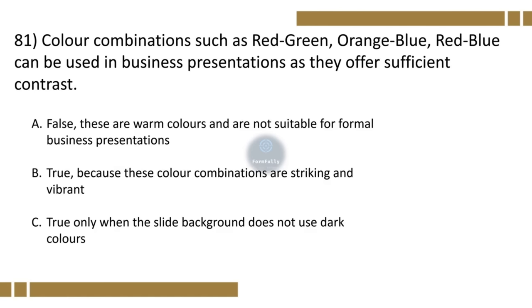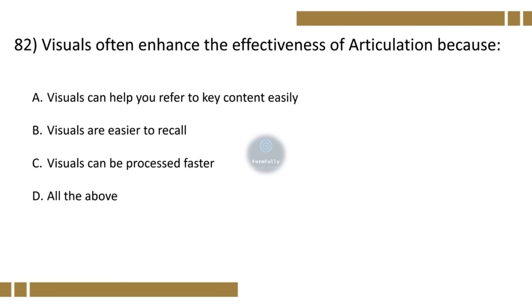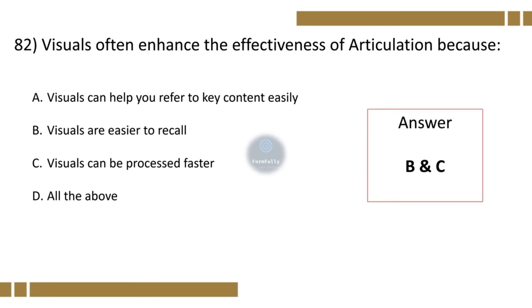Question 81. Color combinations such as red, green, orange, blue, red, blue can be used in business presentations as they offer sufficient contrast. Option A. False. These are warm colors and are not suitable for formal business presentations. Option B. True, because these color combinations are striking and vibrant. Option C. True, only when the slide backgrounds do not use dark colors. And the correct option is A. Question 82. Visuals often enhance the effectiveness of articulation because: Option A. Visuals can help you refer to key content easily. Option B. Visuals are easier to recall. Option C. Visuals can be perceived faster. Option D. All of the above. And the correct options are B and C.